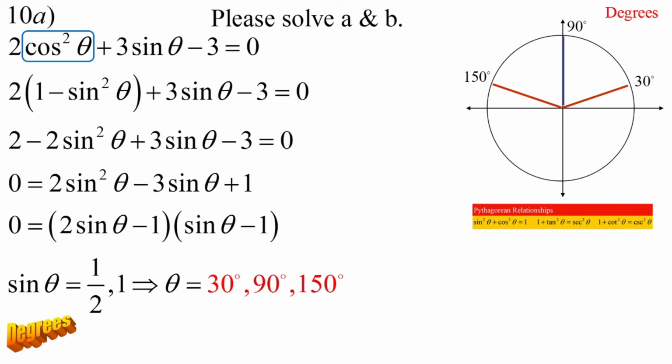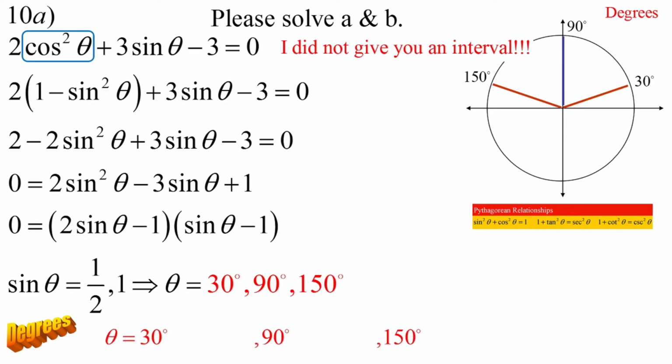And there's no interval, so you guys know we have to do what? We have to add any multiple of 360 degrees to those three answers, so theta can equal 30 degrees plus n times 360, 90 degrees plus n times 360, and 150 degrees plus n times 360 degrees. And those are all possible solutions of theta right there.